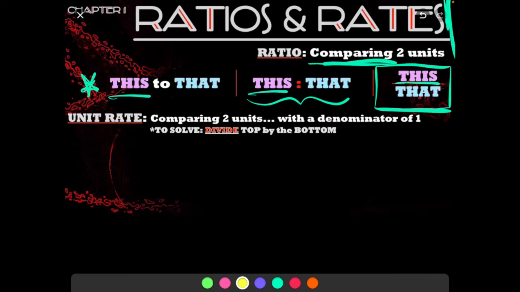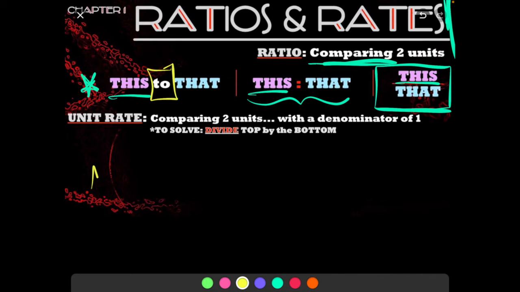Couple things to keep in mind. Anytime you see the word "to," that's going to be your separator. Whatever comes before the word "to" will come first, and whatever comes after the word "to" will come second. So just keep that in mind. Whatever they ask you, you have to make sure that you align it as they present it. Otherwise, you're going to get it wrong, or you're not going to have it in the right position whenever you are writing your ratios.